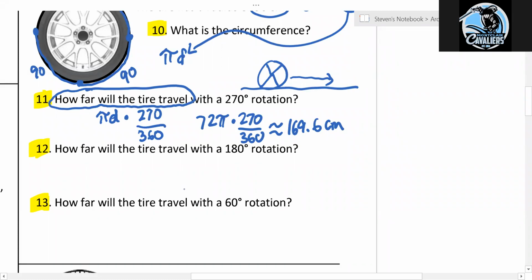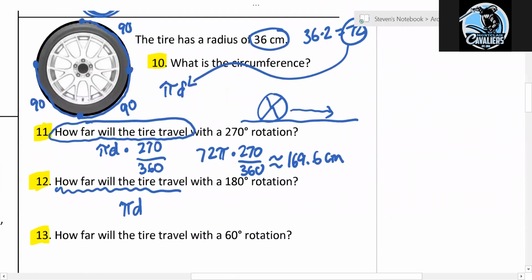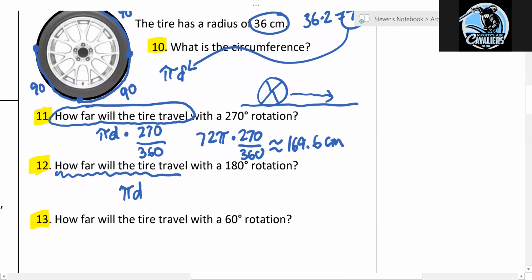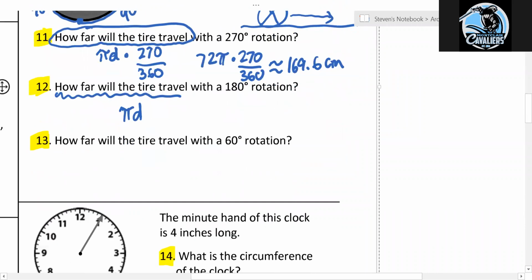All right, let's keep going. The next one is the same type of thing. How far will it travel? That is arc length. So that means I need to do circumference, which is pi times diameter. That gives me the whole length of the entire circle, but I only want a 180-degree rotation, which is half of the circle.